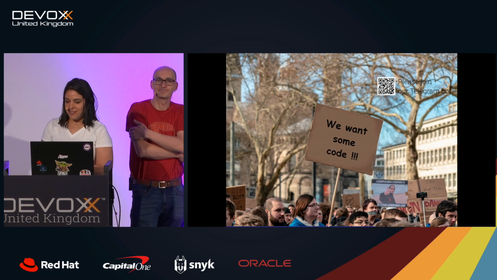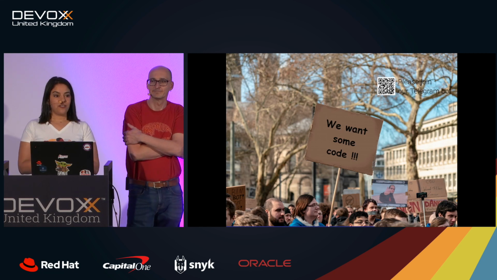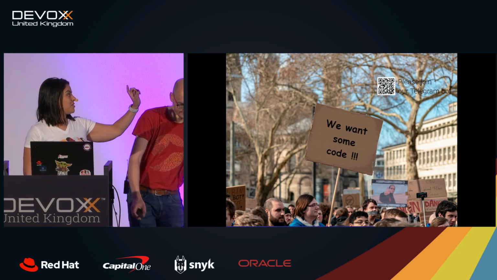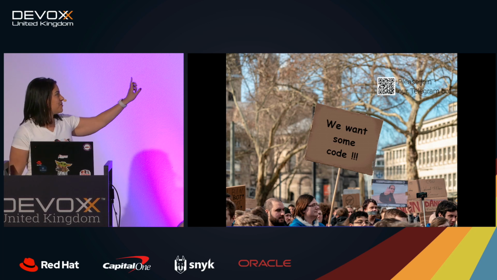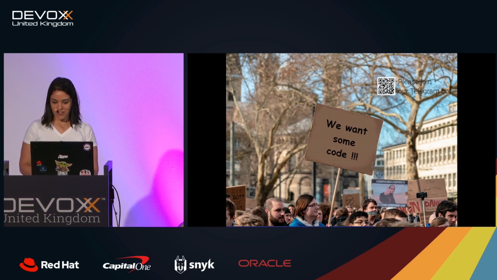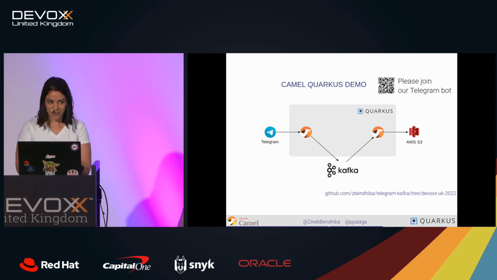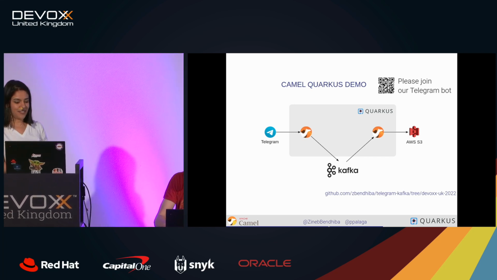So now there's the demo. I don't know if you have Telegram, because we were going to use Telegram. If you want to help us with the demo, we have a QR code there if you want to join our Telegram bot. So this is the Camel Quarkus demo.